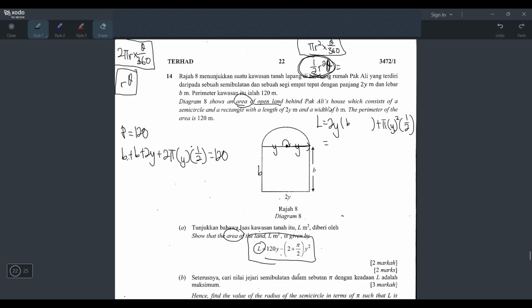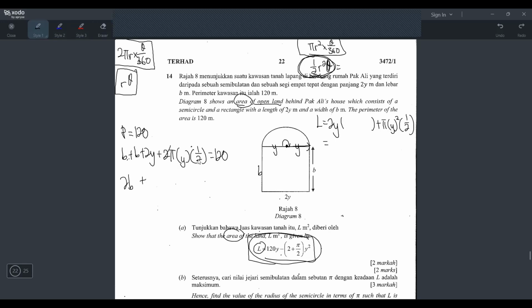Now, what's the problem here? I need to find b first. Because what they want me to find is L in terms of y only. So here I have to put in b, and I can't. That's why I have to find b first. So understand, b plus b is 2b. So I have to find b from here.